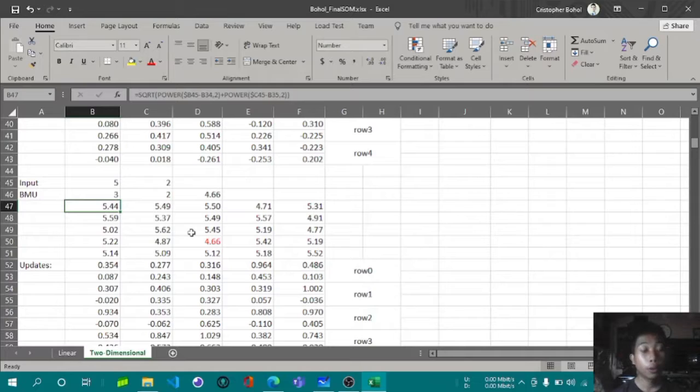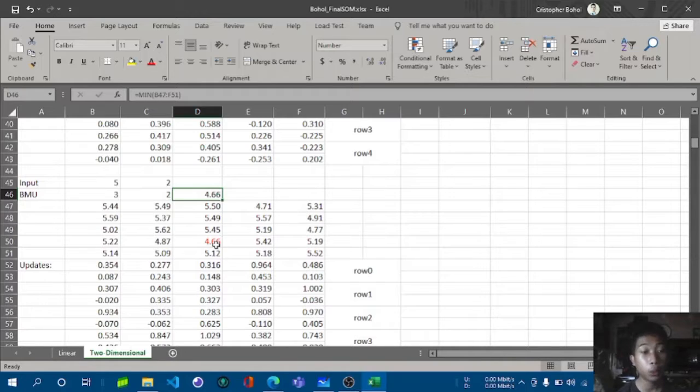So we need to use it again to solve each neuron, where after solving each neuron using Euclidean distance, we need to find its minimum. And after finding its minimum, we need to use its index. Why use its index? It's because in the map, we can pinpoint where is that index of the lowest or the minimum value of the neuron in that given input.